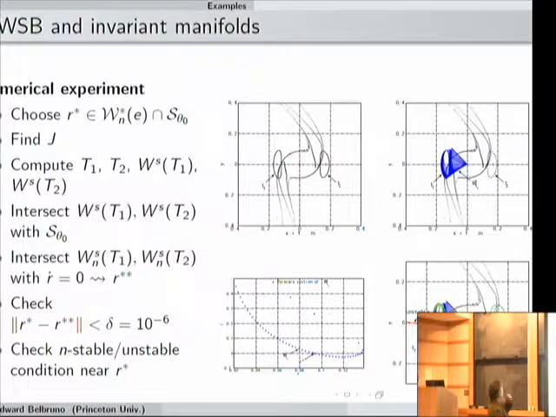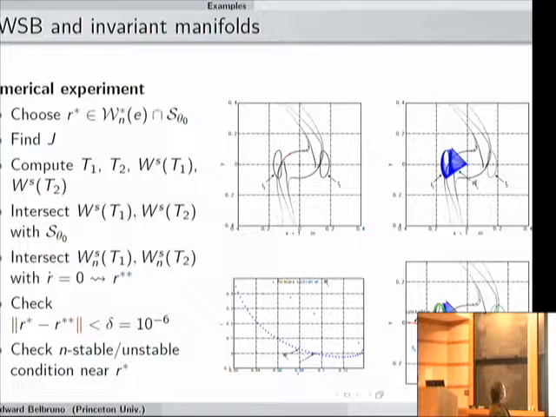You can do a numerical experiment verifying how this works. Basically, choose a point in the weak stability boundary, and you look at it on the section. Here it is right here. Compute your Jacobi energy. Compute your Lyapunov orbits, T1 and T2, and your stable manifolds. That is done here. Here is the stable manifold.